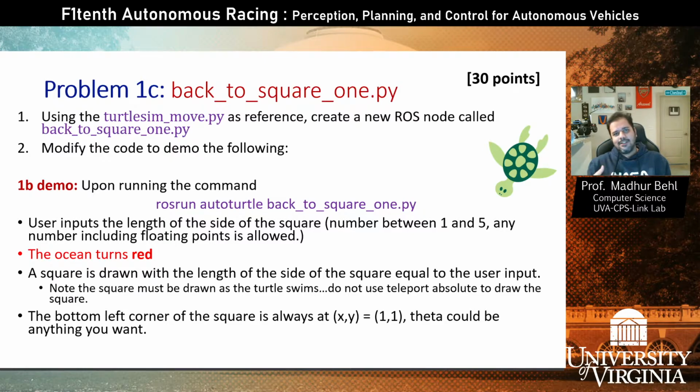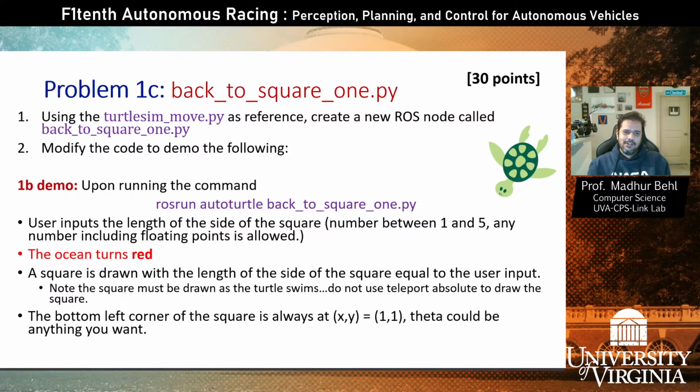Upon running this ROS node, back underscore 2 underscore square underscore 1 dot py, again, you will query the user to input the length of what will become the side of the square. In a nutshell, you have to ask the user to input a number between 1 and 5, and any number, including floating points, is allowed. And whatever this number is, after you hit the return key, a few things have to happen. First is the color of the ocean will become red.